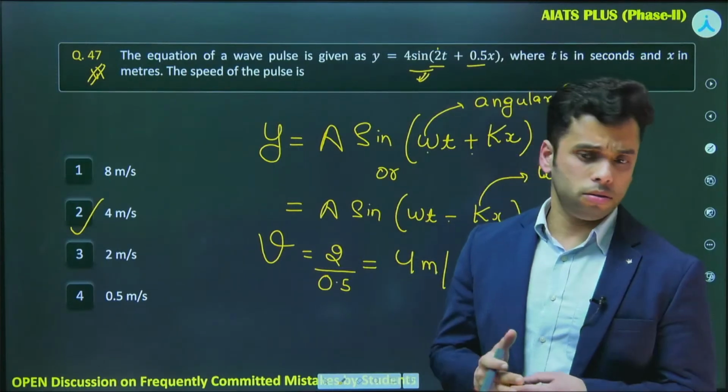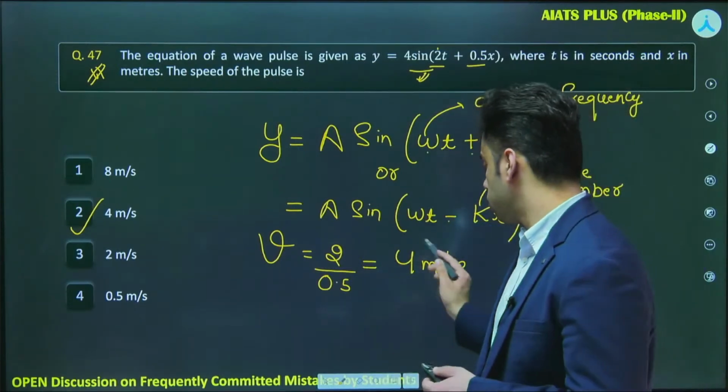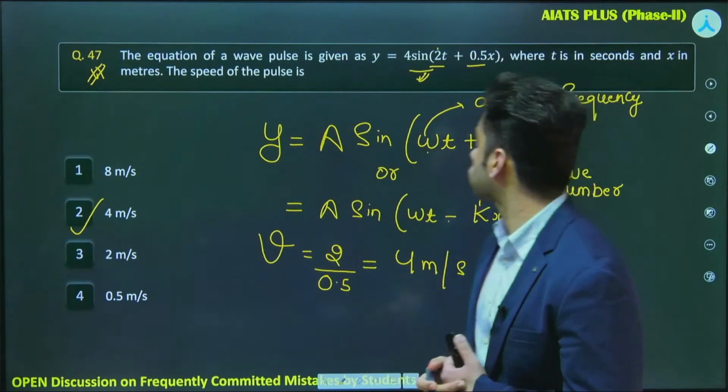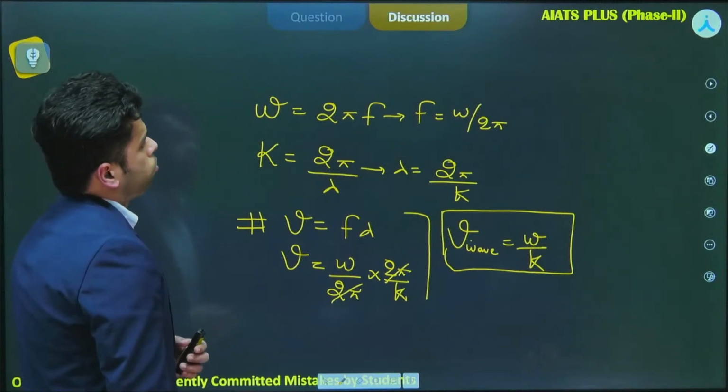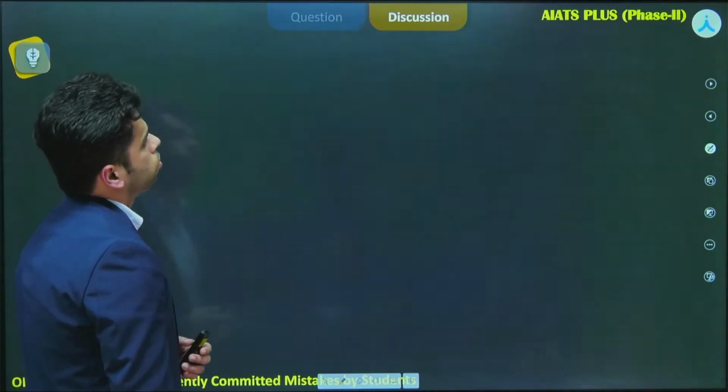Okay, three students have given me the correct answer, that is 4 meter per second. Okay, dear students, I hope you are clear with this concept too. Let's move forward to another problem.